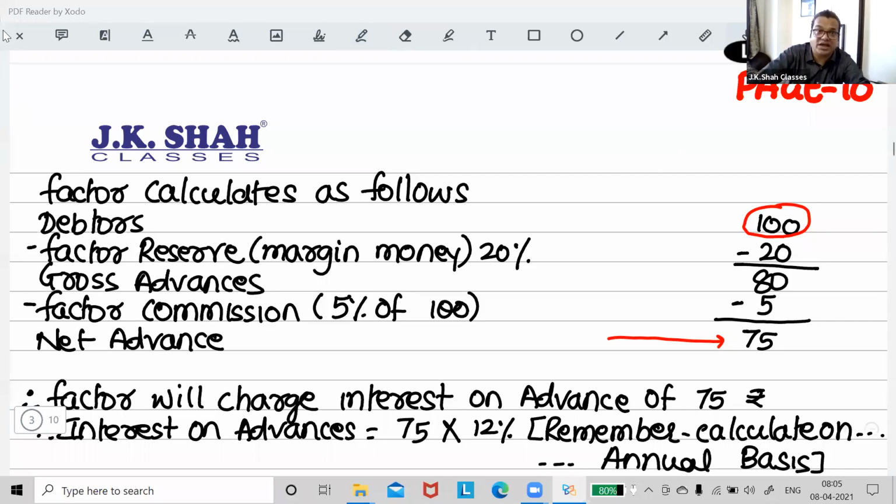Okay, what we had learned while calculating COC: that calculations have to be on an annual basis. You are again going to question me, sir, the 75 advance is only for 1 month. But then what? Let's go to that.